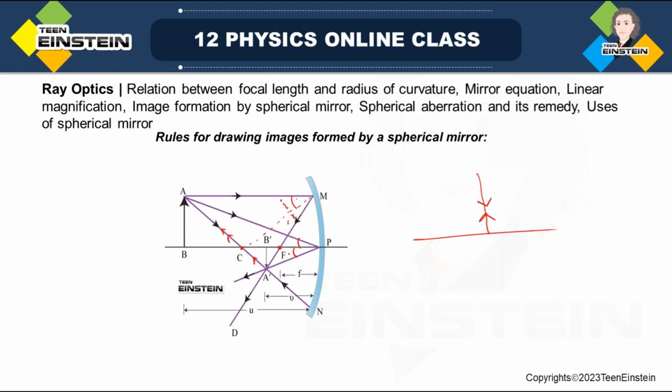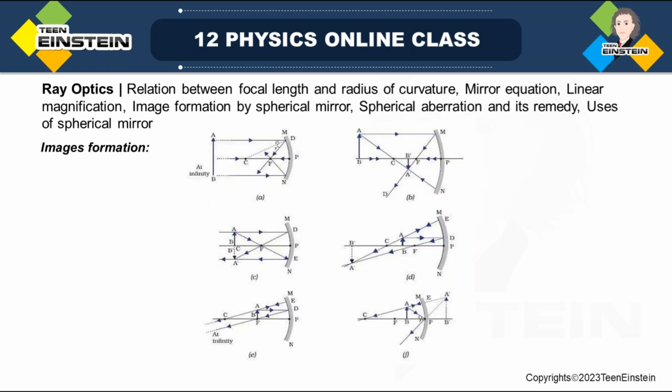So this is how the rules are. Now we'll see some image formations by a concave mirror. While drawing the image formed by a mirror, we should use a pencil, an eraser, and a very accurate scale, so that we can approximately make the distances equal on either side of the mirror, or take any reasonable distance.